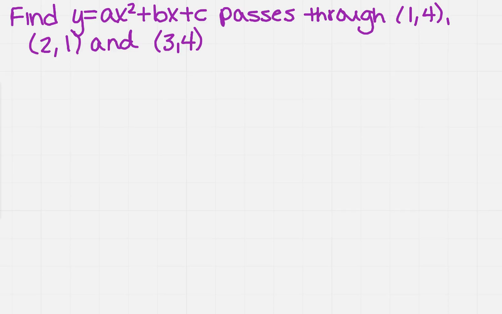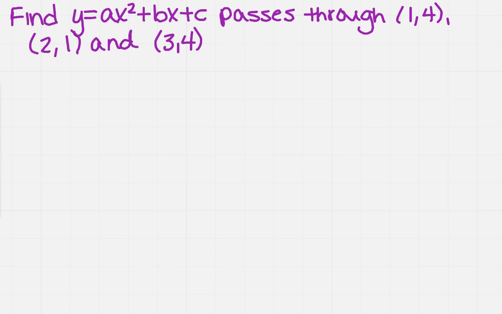So this is a story problem, and it tells us we need to find a quadratic function that passes through three specific points. So how are we going to do that? Well, we're going to have to create our own system of equations. So how exactly do you think we're going to do that?